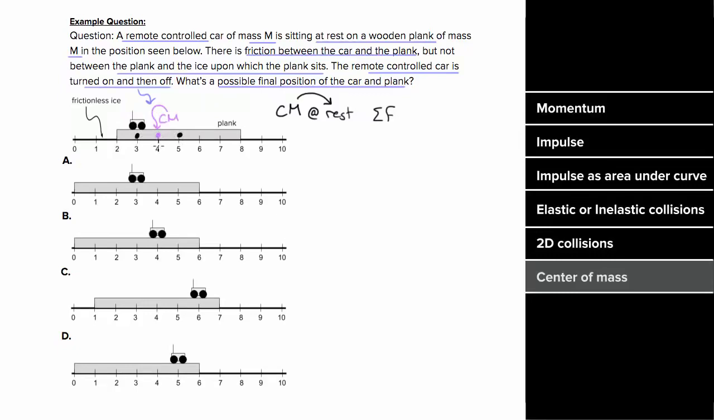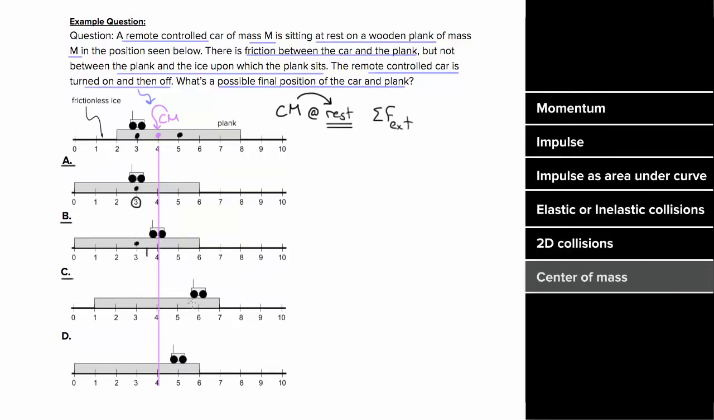So to find the correct solution, we just need to figure out which one of these also has the center of mass at 4. Option A has the car at 3 and the center of the plank at 3. That'd put the center of mass at 3 meters, but that can't be right. The center of mass can't move. There were no external forces on our system, and the center of mass started at rest, so it's got to remain at rest. For option B, the center of the car is at 4, the center of the plank is at 3. This would put the center of mass somewhere between 3 and 4, but again, that can't be right. We need our center of mass to be at the location 4.